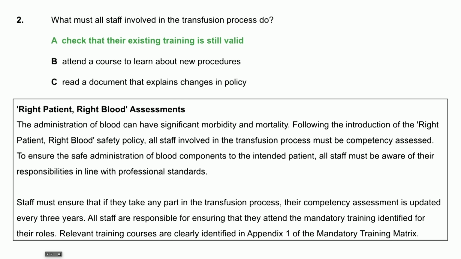Okay, this was question 2. What must all staff involved in the transfusion process do? They must check that their existing training is still valid. Okay, so that was the answer there.